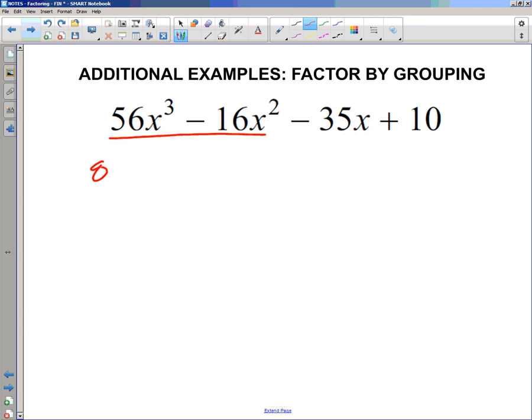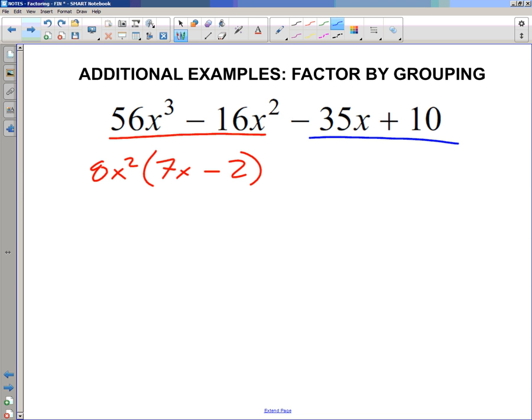We've also got at least 2 x's in each of those terms, so we should be able to pull an x squared out. So dividing out, the 8x squared is going to leave behind a 7x and a negative 2. Doing the same thing for the last 2 terms.